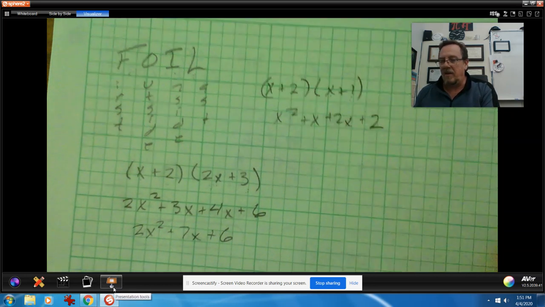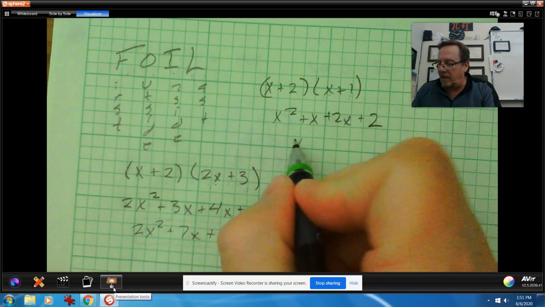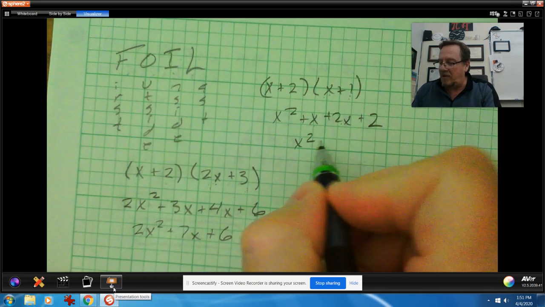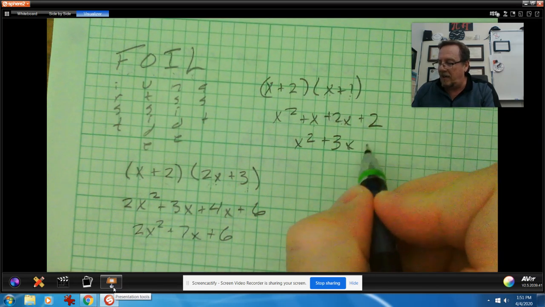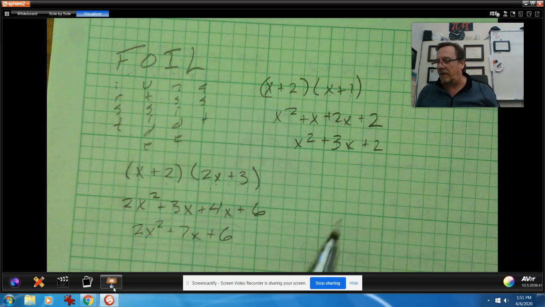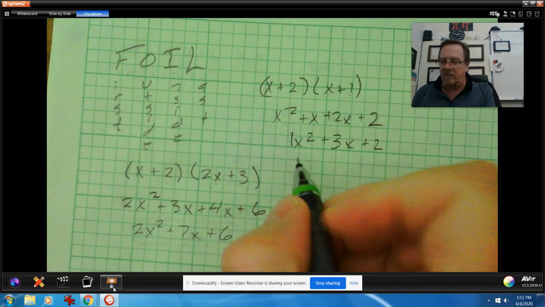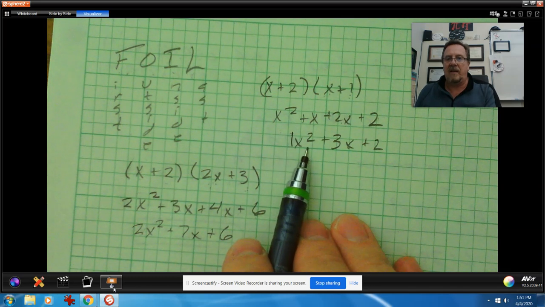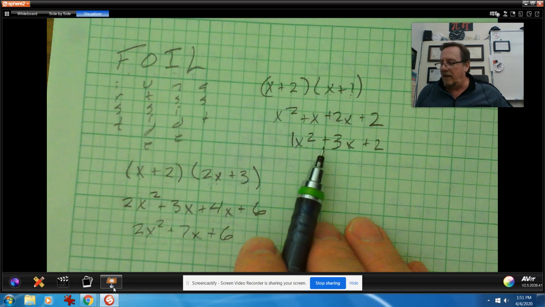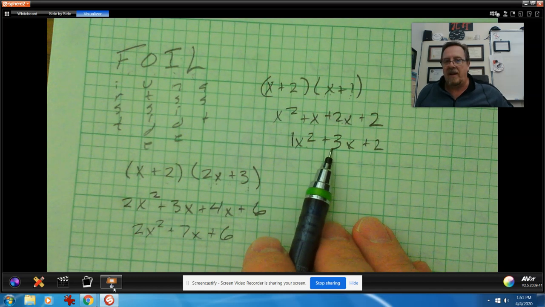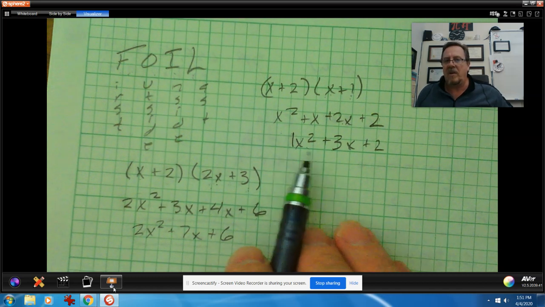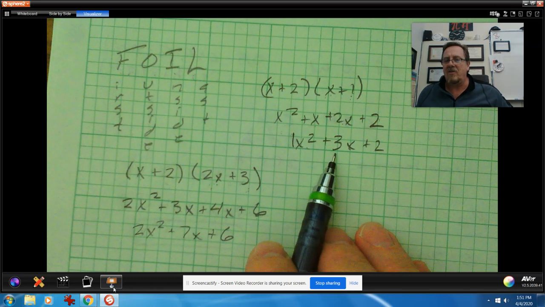And again, we're going to combine our like terms. So we're going to have an x squared. Combining x plus 2x gives us 3x. And then we have a plus 2. So here's what we really get. We have 1. Remember, there's really a 1 in front of that x squared. We normally don't write it, but the coefficient's really 1 there. And plus 3x. So the coefficient on the x squared term is 1. The coefficient on the x term is 3.